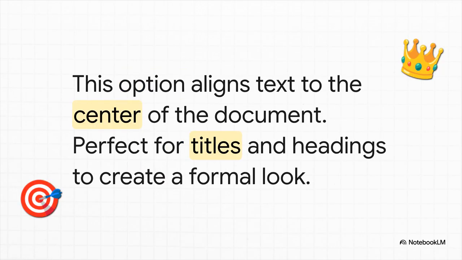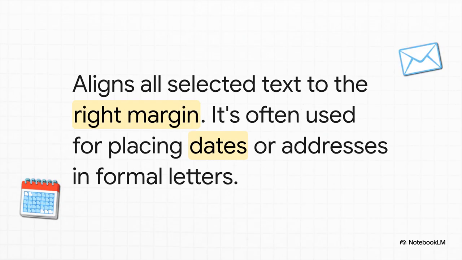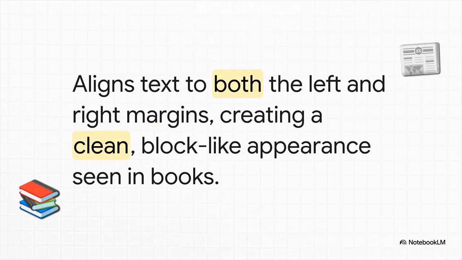But when you want something to really pop, like a title or a main heading, you use center alignment. It breaks up the normal flow and immediately signals to the reader, hey, look at me, I'm important. Now, right alignment is more of a specialty tool. You're not going to use it all the time, but it's incredibly useful for certain things, like putting the date at the top of a formal letter. It just looks right.